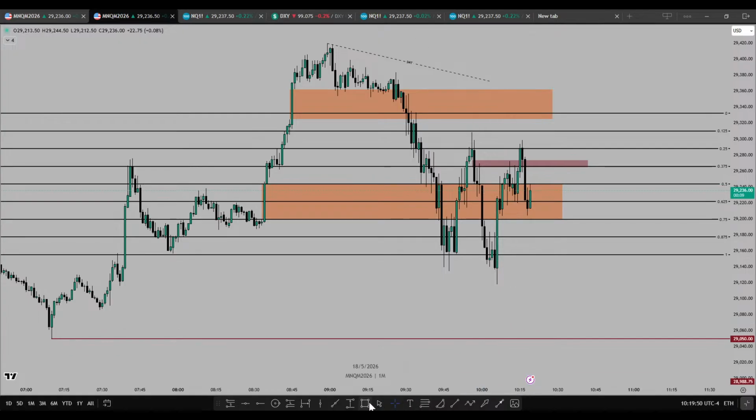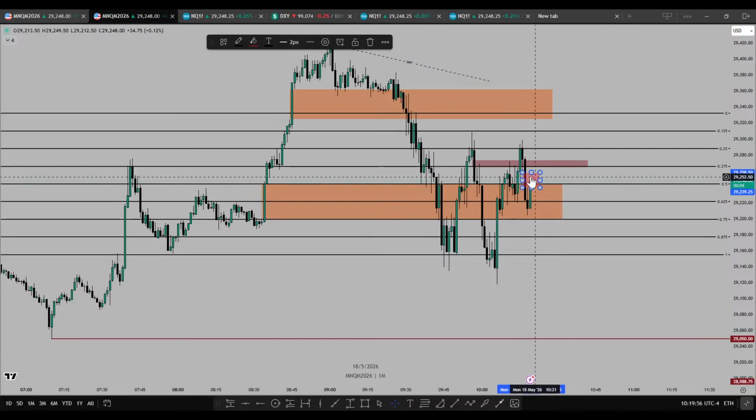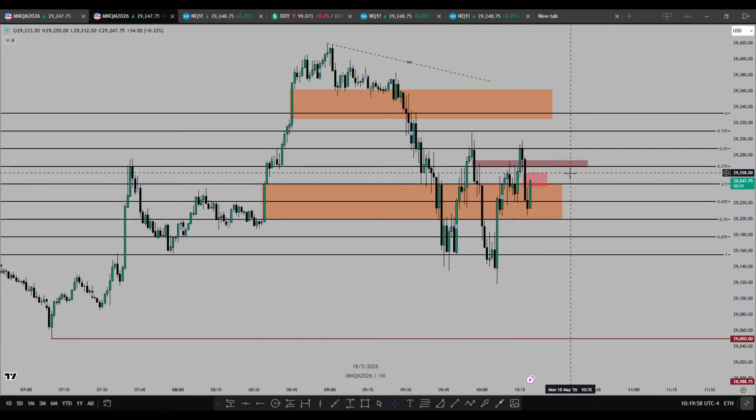This is the only chance for price to send price lower. If this does not get held, that's it. If this gets held, that's it. I hope Dhoni's playing, bro.